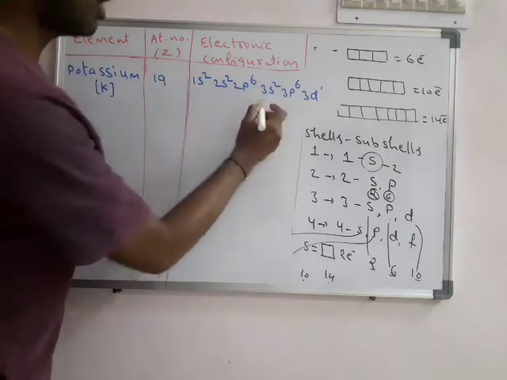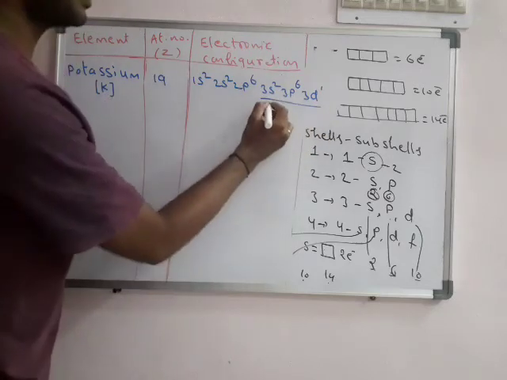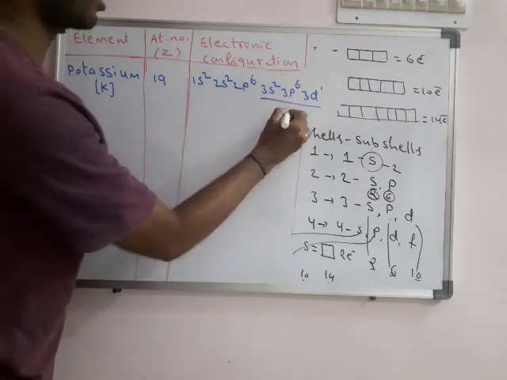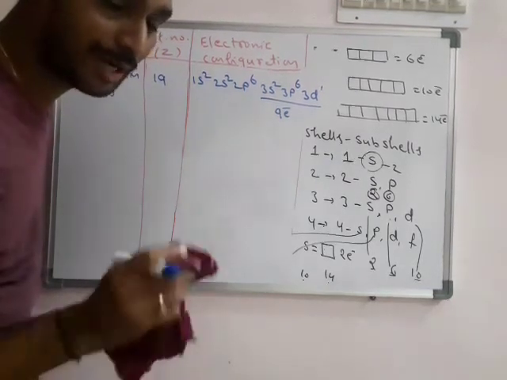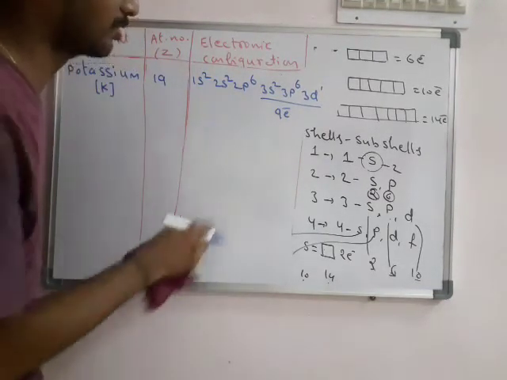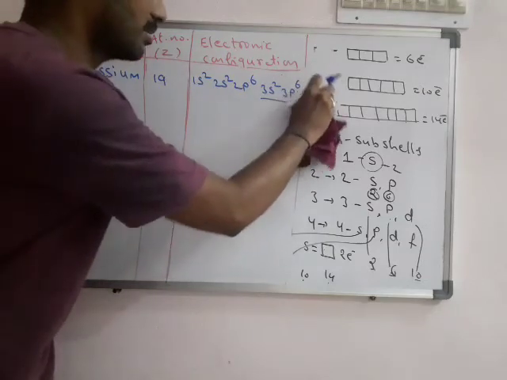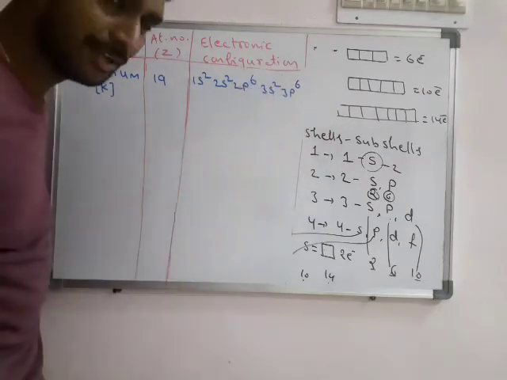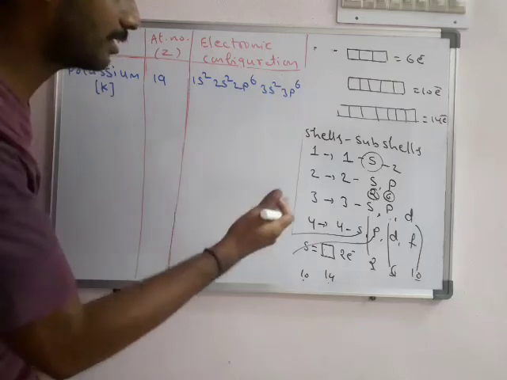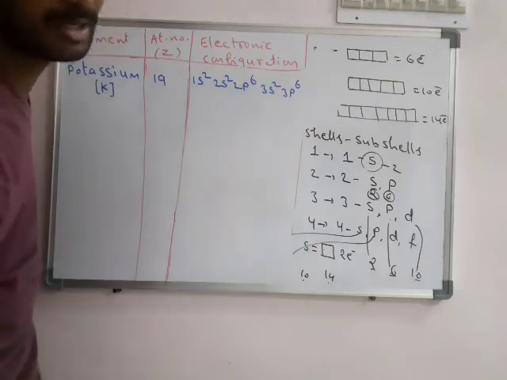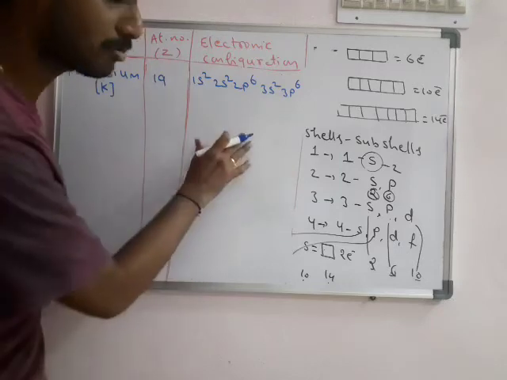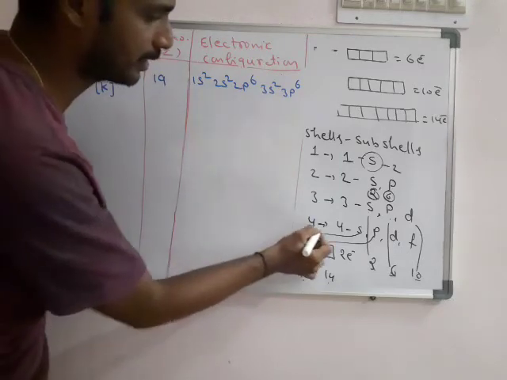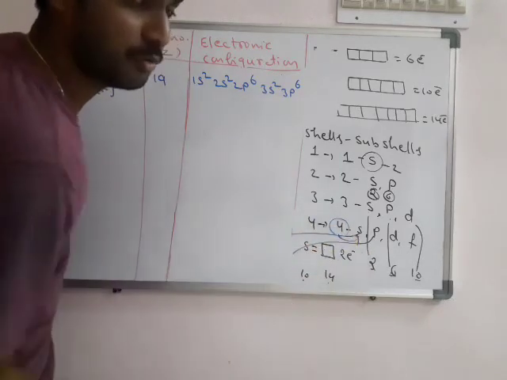19 electrons are there. But see the last level: the last level has 9 electrons. But according to the Bohr-Bury rule, the last shell cannot exceed 8 electrons. When 8 electrons are there in a level, the next electron fills up in the next level. So the 19th electron enters the fourth level, it enters 4s.